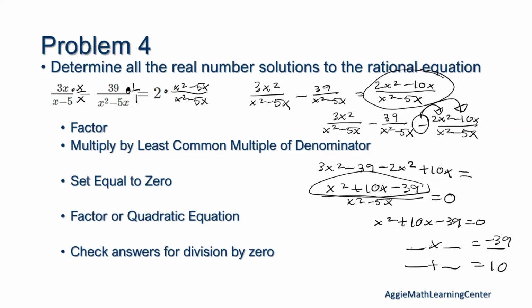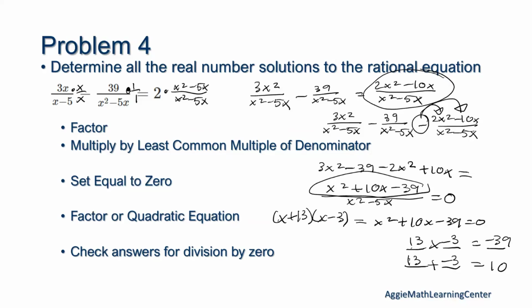Okay, so the factors of 39 are 13 and 3. If we have a positive 13 multiplied by negative 3, that gives us negative 39, and 13 plus negative 3 gives us 10. So this factors into x plus 13, x minus 3.